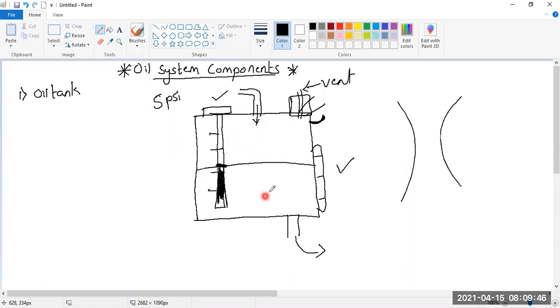Now, the next thing that you have to remember: oil is a liquid. If you increase the temperature of the oil, the oil will expand. If you decrease the temperature, the oil will contract. So you have to take care of both the things.